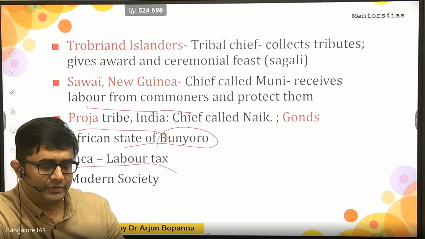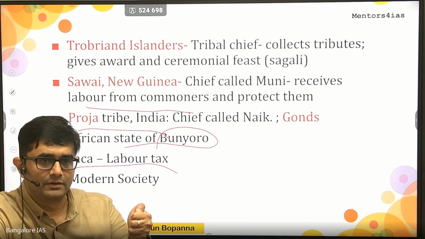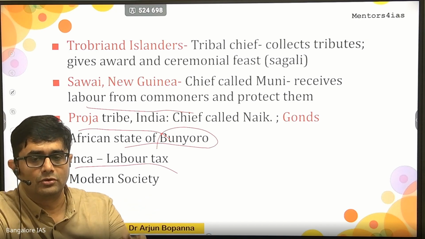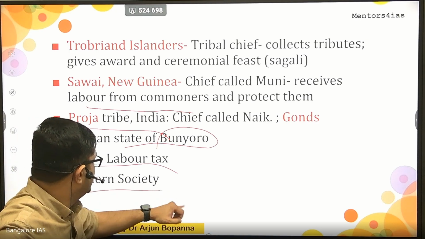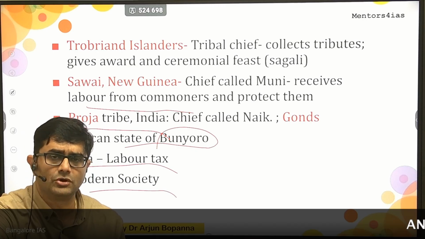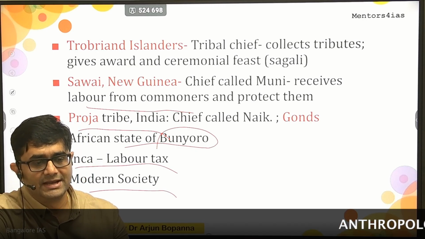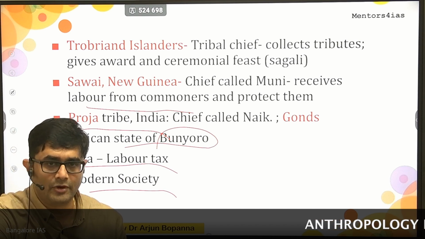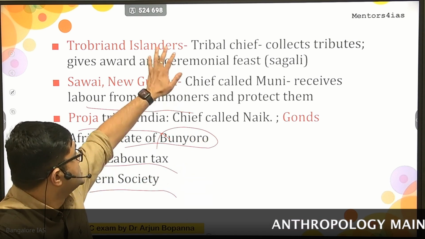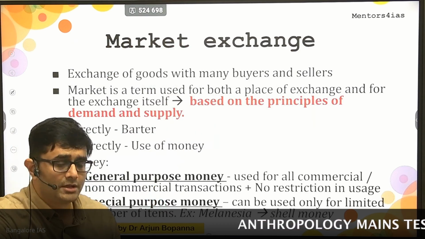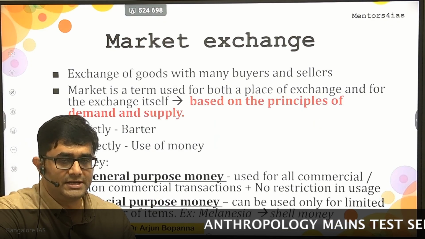So this power and authority would control the people's life. And then in modern society also, we see taxes collected and public service being performed by the government, right? So these are the examples that you can write for redistribution.